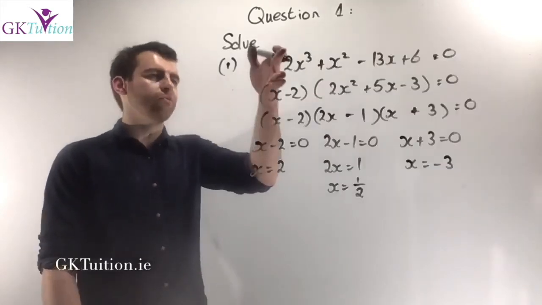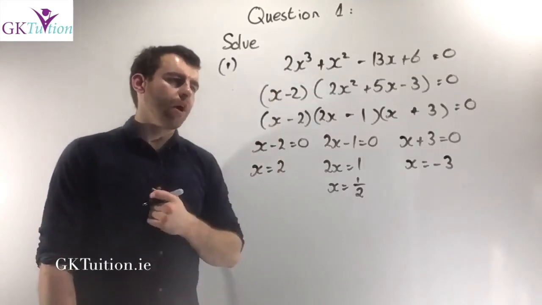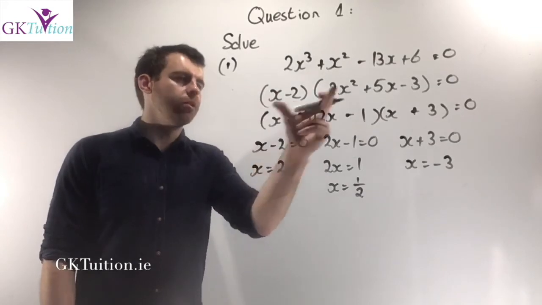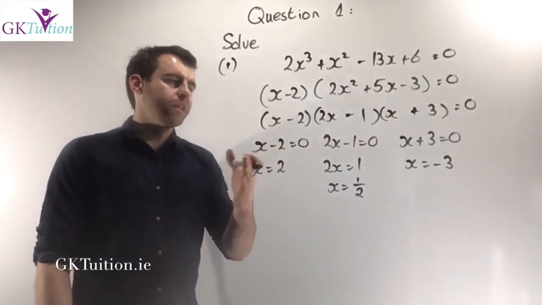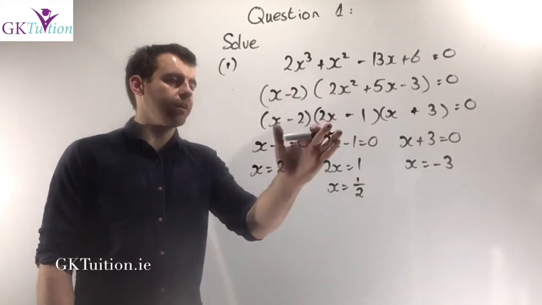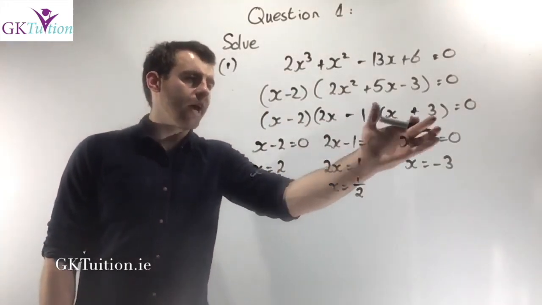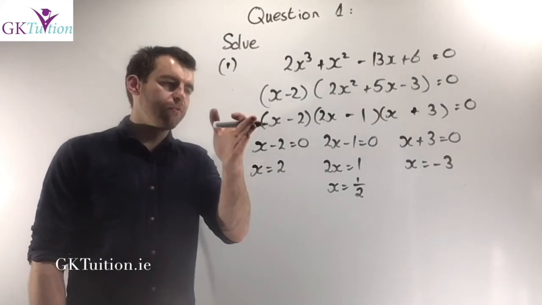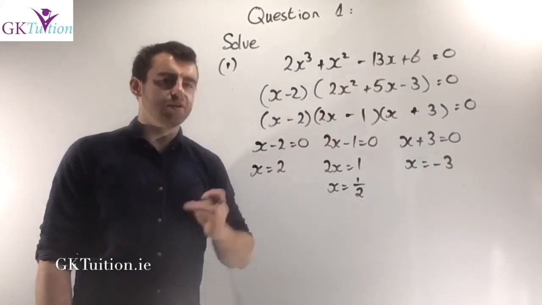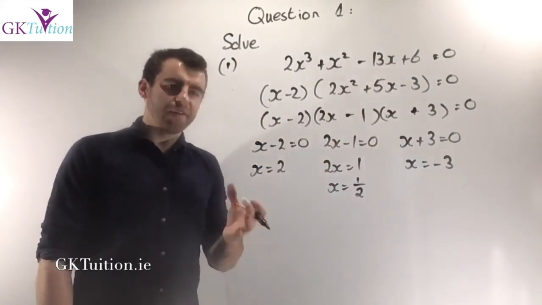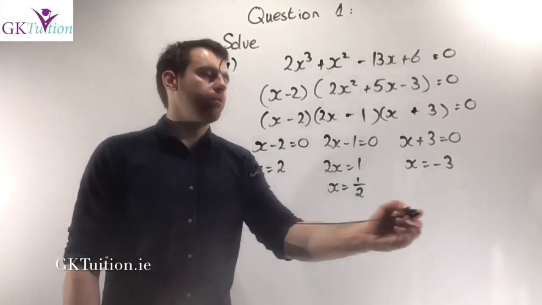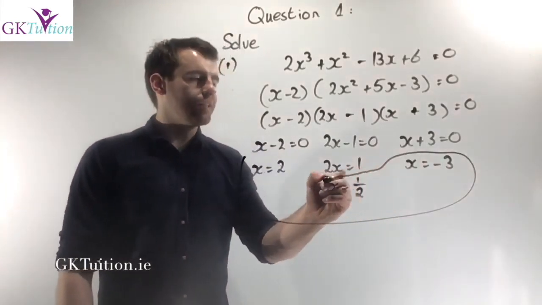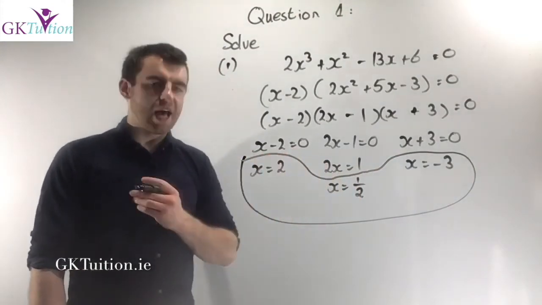So I started off with this, my original cubic. I've worked out now that x minus 2 times this quadratic will give me the original cubic. So what I did then was I factorized my quadratic and I got 2x minus 1 times x plus 3. I now have 3 factors of the original cubic. So I can just let each factor equal 0 and solve and get my 3 roots. And the 3 roots in this case ended up as x equals minus 3, x equals a half and x equals 2.